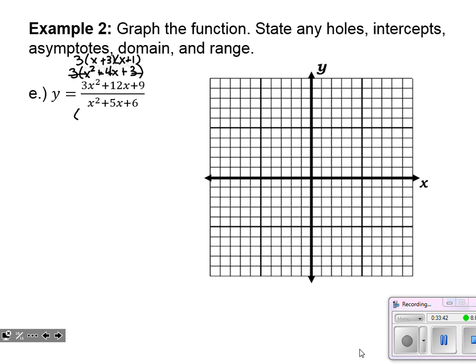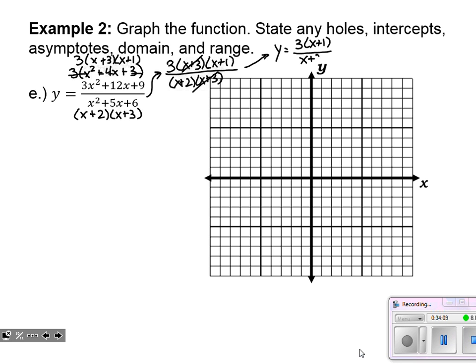And in the denominator, that's a nice trinomial. I've got x plus 2, x plus 3. So my function is really 3 times x plus 3 times x plus 1 over x plus 2 times x plus 3. I get a factor to cancel. My function simplifies to y equals 3 times x plus 1 all over x plus 2. Very nice. I did find that there's a hole in the graph.